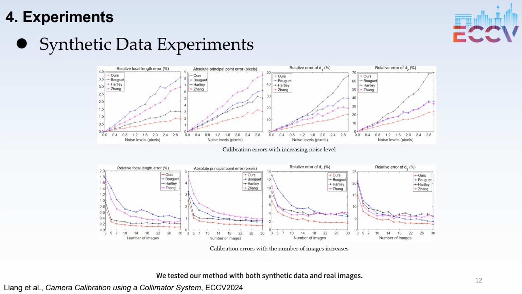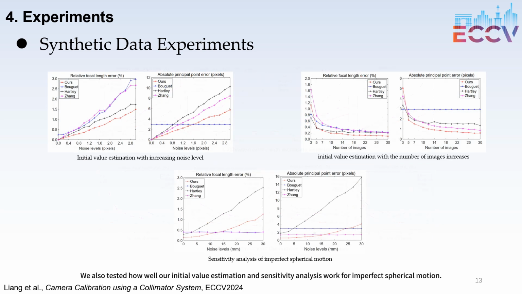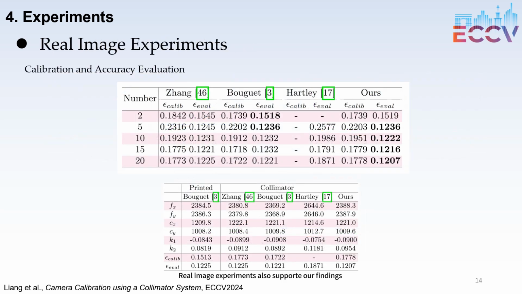We tested our method with both synthetic data and real images. The results from the synthetic data showed that our algorithm outperforms others. We also tested how well our initial value estimation and sensitivity analysis work for imperfect spherical motion. Our results show that our method performs better than others, even with a noise level of 15 mm. Real image experiments also support our findings. The collimator demonstrated better accuracy when compared to results from printed calibration patterns.